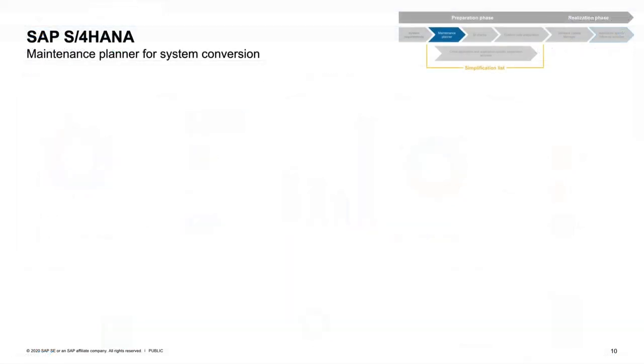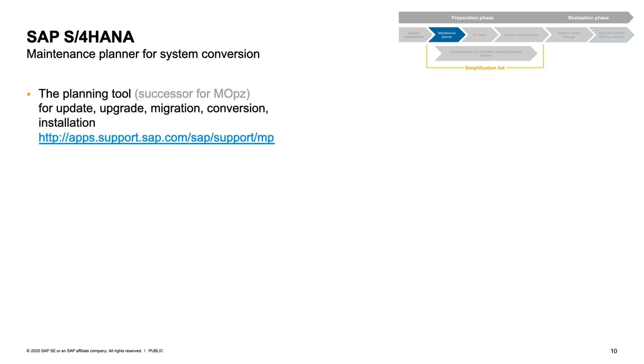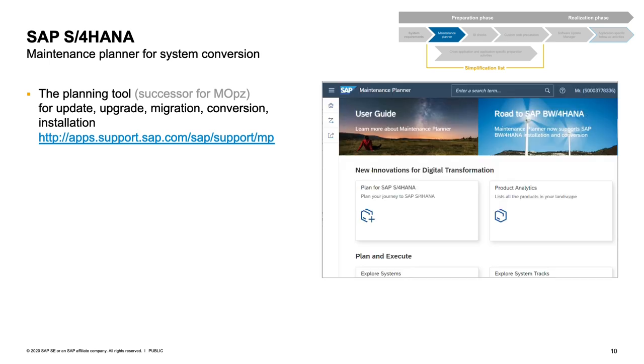We've seen that the readiness check covers a lot of information and covers checks from other tools that are to be used in the project. One example is the maintenance planner for a system conversion. I guess you know it's since a while already a successor for the famous maintenance optimizer. It's a tool to plan updates, upgrades, migrations, and especially system conversions. It's a cloud-based offering, so you see the URL to access the maintenance planner. And meanwhile, we have a new UI there for the maintenance planner. There are tiles, and for us, the tile plan for SAP S/4HANA is the relevant one.